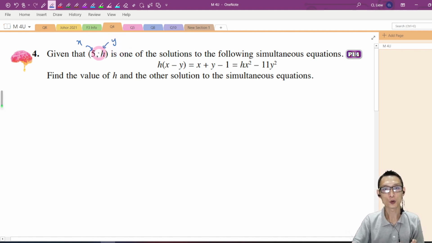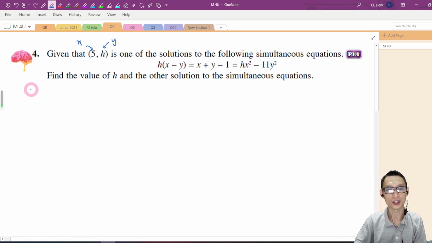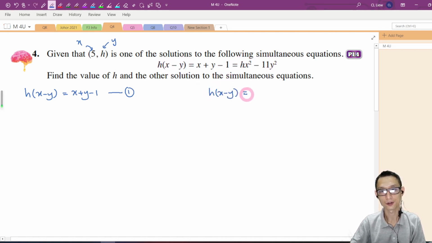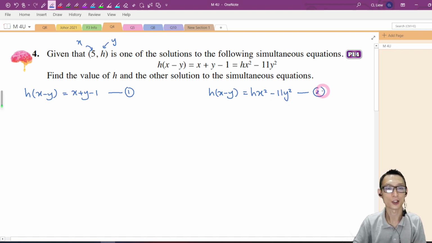So I'm going to form two equations first. This is equal to this. At the same time, this is also equal to this. So I'm going to form two equations here. This is equal to x plus y minus 1. This is the first equation. And the second equation will be this is equal to this. Okay, so this is the second equation.